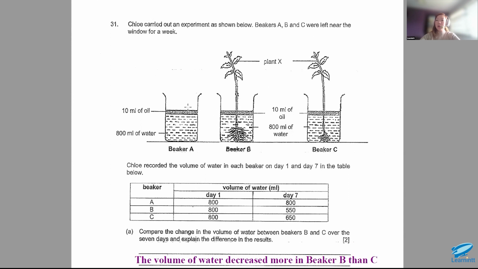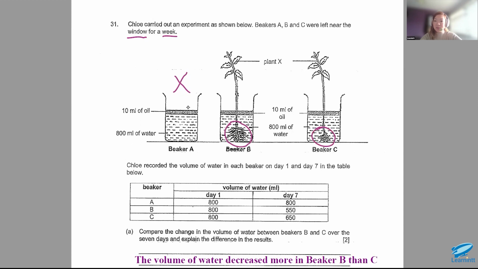Next, question 31. Chloe carried out an experiment as shown below. Beakers A, B, and C were left near the window for a week. So let's look at the diagram here. We have the same amount of oil in all 3 beakers, the same amount of water in all 3 beakers. So what's the difference? Beaker A, no plant. Beakers B and C have the same plant with the same number of leaves. But if you look down to the bottom, you see a difference in the amount of roots.